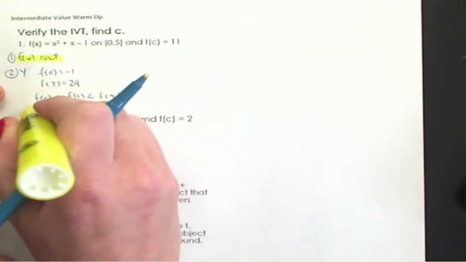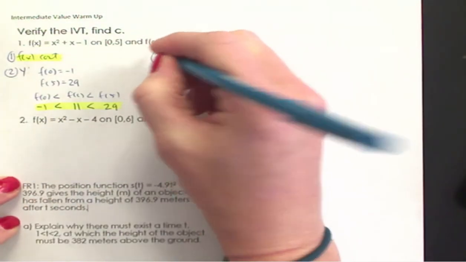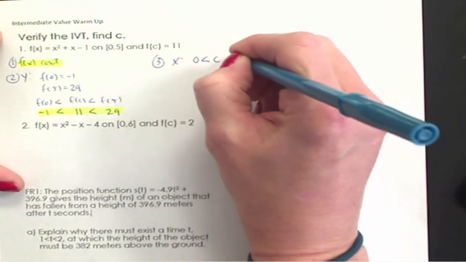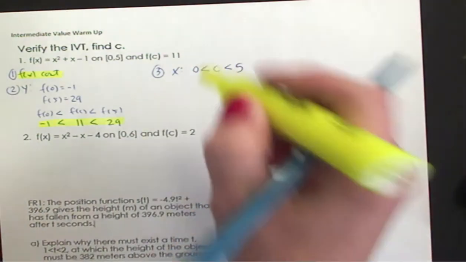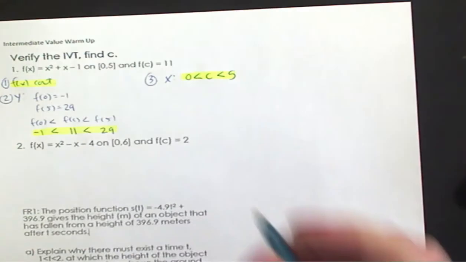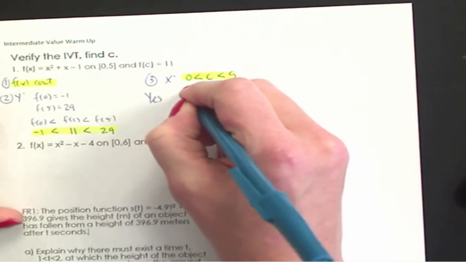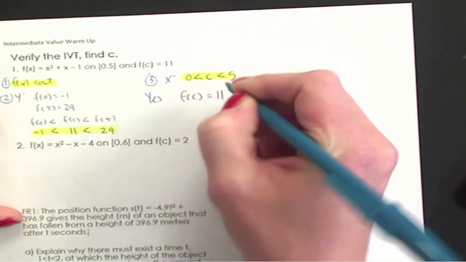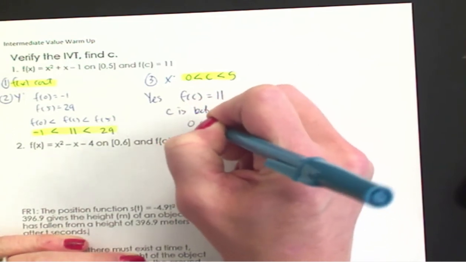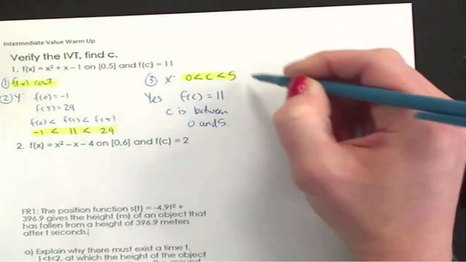f of x is continuous. The inequality is true. Third step, compare the x's. 0 is less than c is less than 5. Okay? Those things are true. f of x is continuous. I have y values that surround the one in question, and the x values surround the one in question. So yes, f of c equals 11. c is between 0 and 5. Okay, that was part 1.